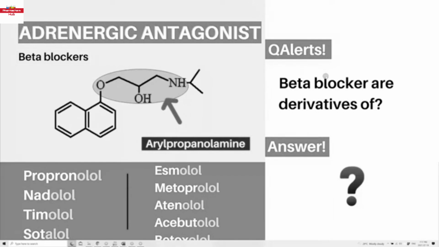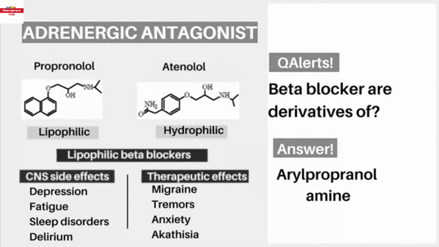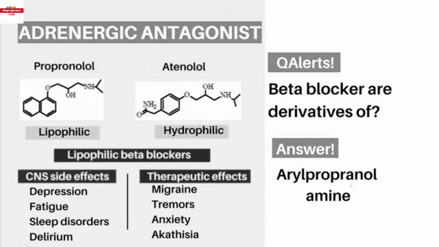Here is something that always comes up in the exam. The question is: beta blockers are derivatives of what? So guess and submit your answer in the description below, and here is your answer. Now you can compare your answer. Beta blockers are derivatives of aryl propanolamine. Just now we were discussing that.